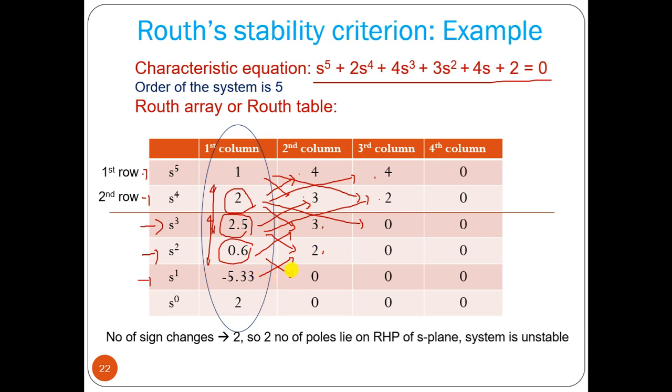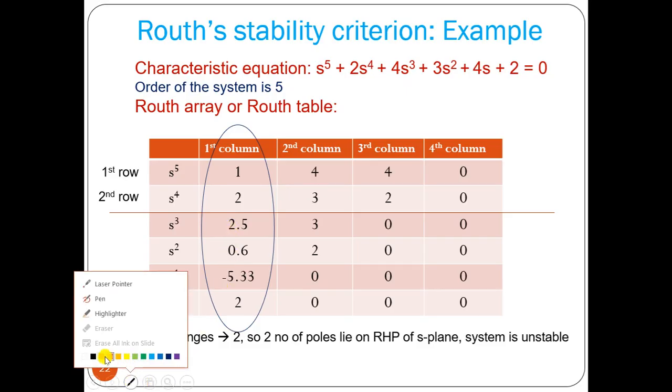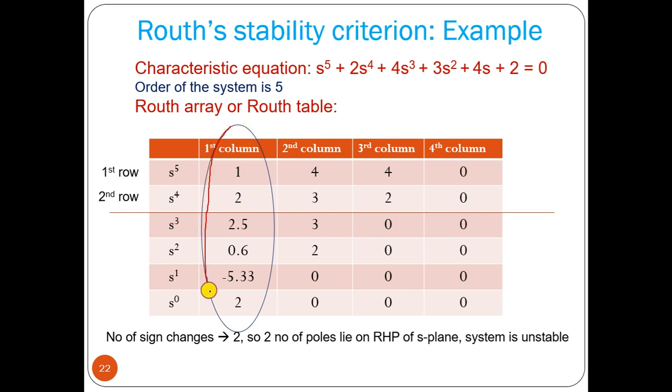Okay, now let me discuss that part. Now what we can observe is that we have to look into this first column and observe whether we have any sign change or not. Now we can see that it is a plus sign, here it is minus. So we have one sign change here, and minus here to plus, another sign change here. Okay, so we have two sign changes. So the number of sign changes is 2. So two poles lie on the right half plane of the S plane. Then we can say the system is unstable.